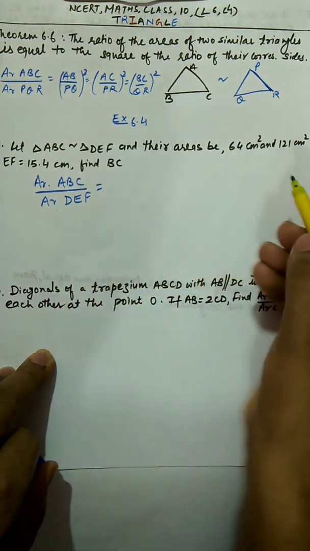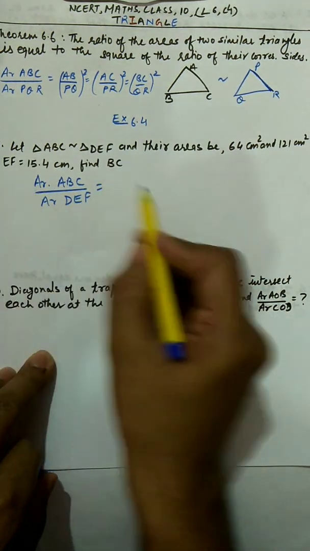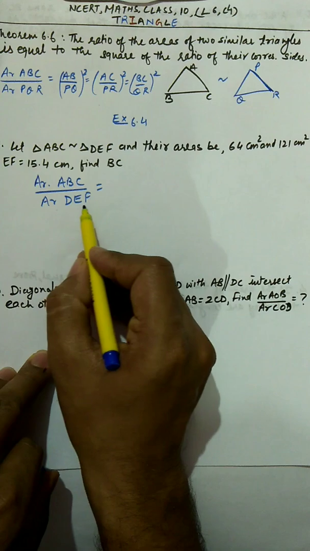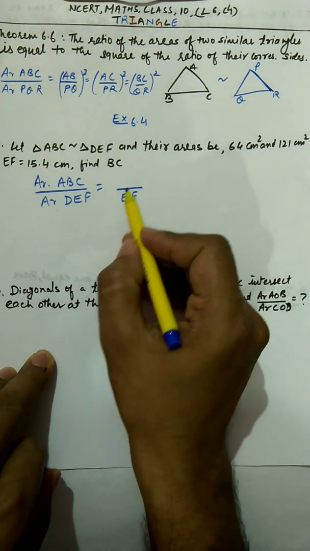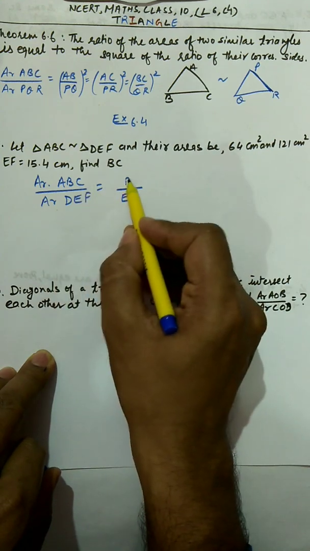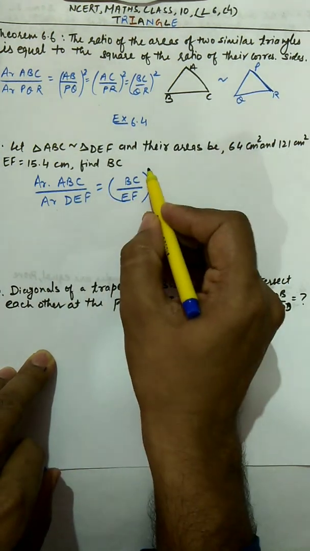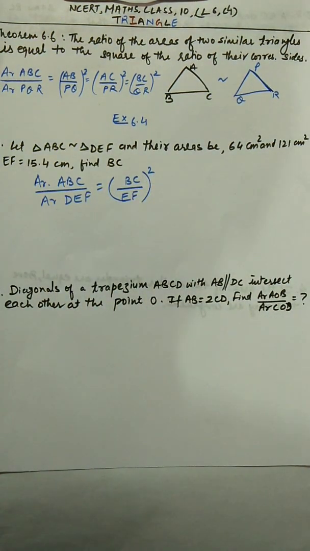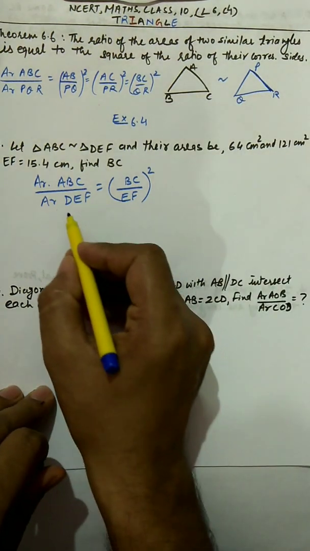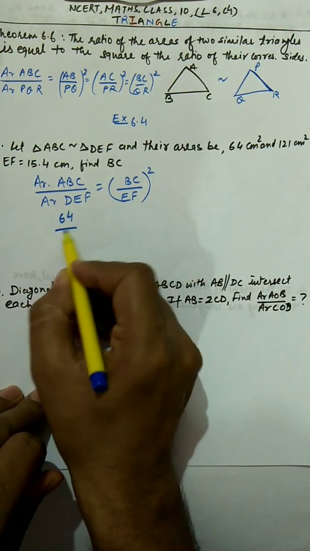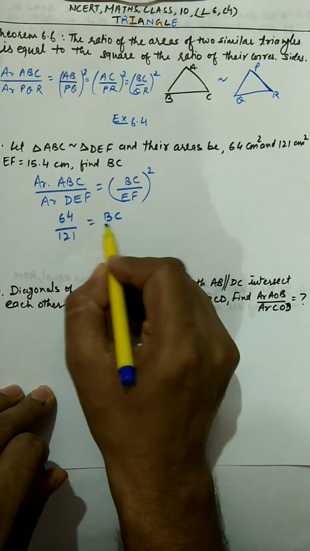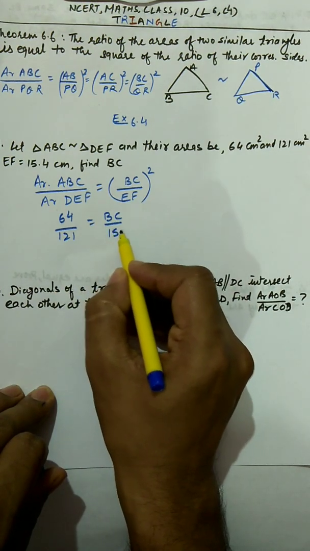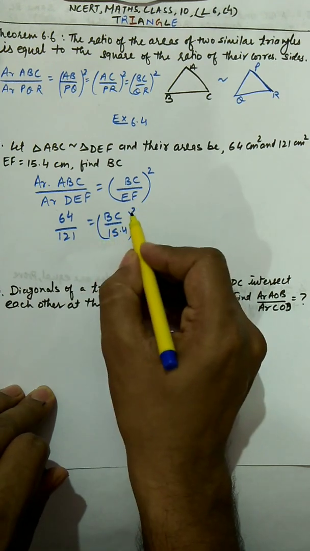So we can start from here, we can write directly area ABC upon area DEF. So this is EF, and EF is corresponding to BC, and this is the whole square. Now you see what information is given to you. Area of ABC is 64 given, this is 121 given, and this is BC, you don't know the value. EF is 15.4 and this is the whole square.